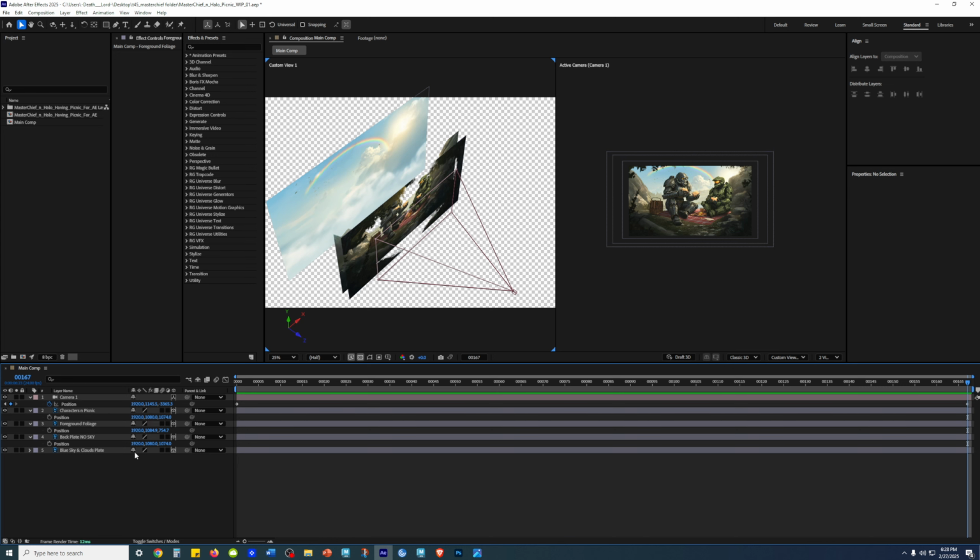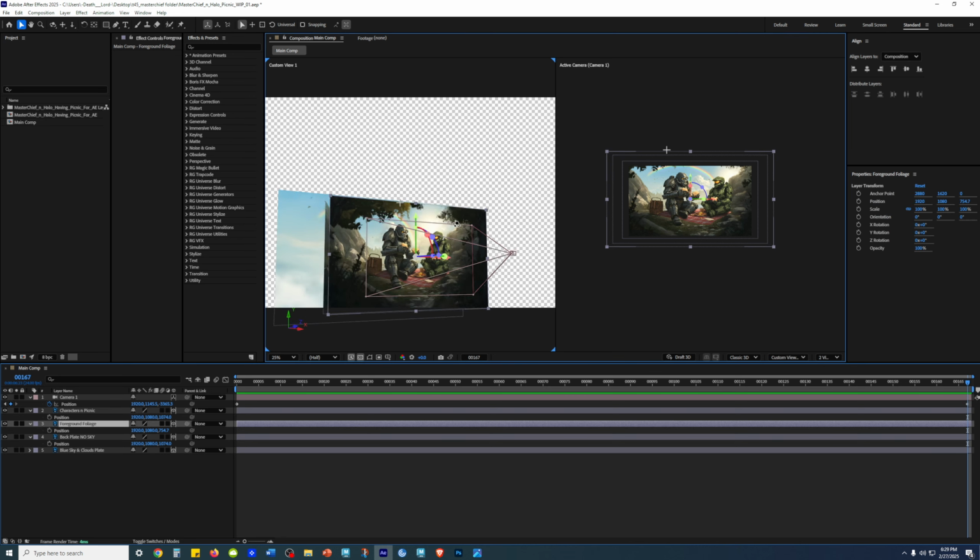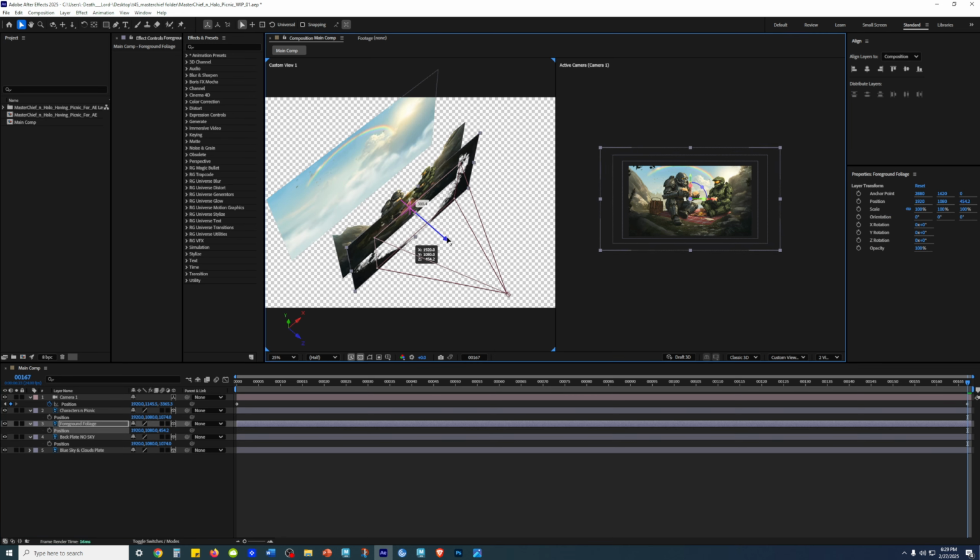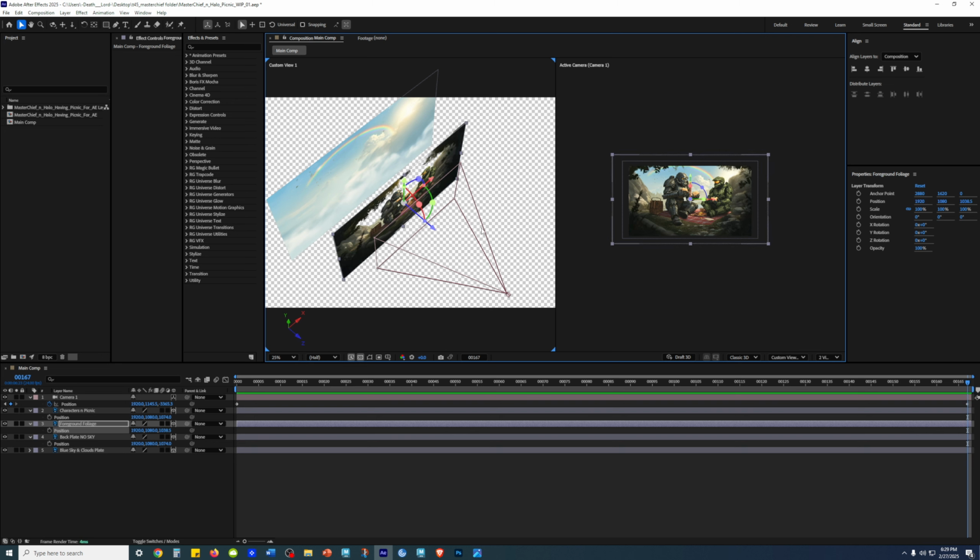So basically, these numbers for this, and this, minus the camera, should be 1920, 1920, 1920. That means it's centered. This should be 1080 for the foreground foliage. And now I'm gonna bring it back in. Right here.